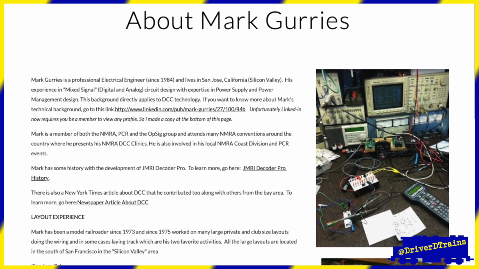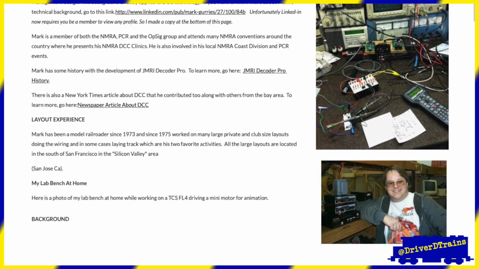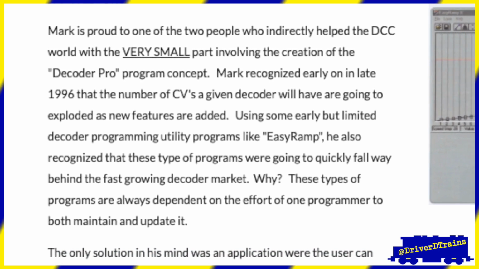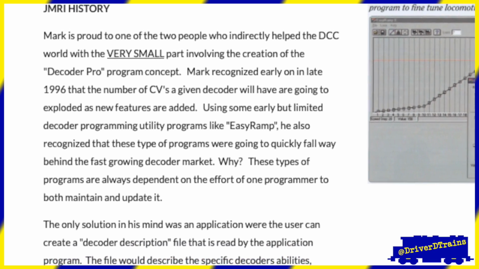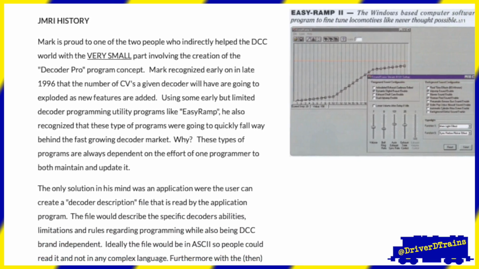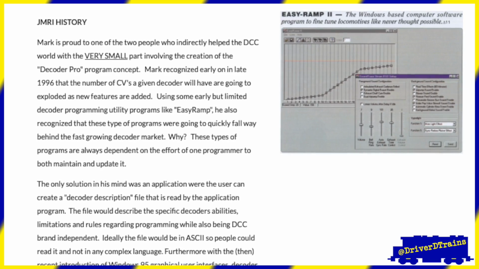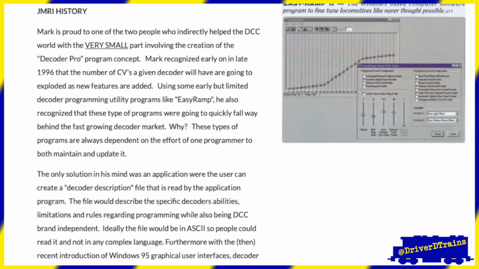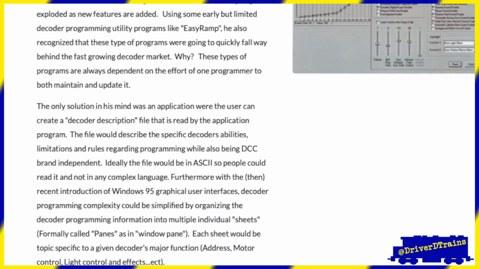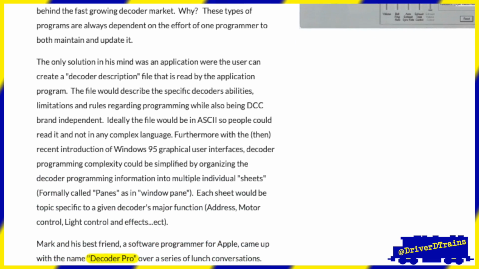At about the same time, another NMRA member, named Mark Gurries, realized that the number of decoders and their features were growing so rapidly that it would be impossible to keep track of them all without a computer program and a team of programmers to help. Mark enlisted his best friend, a software programmer from Apple named Dave, to help him put together a proof of concept for the program, which they called DecoderPro.